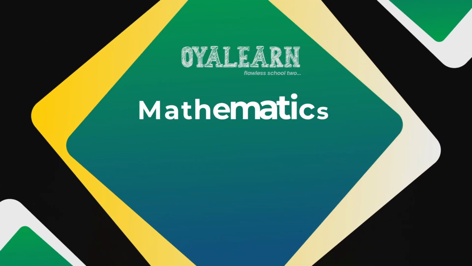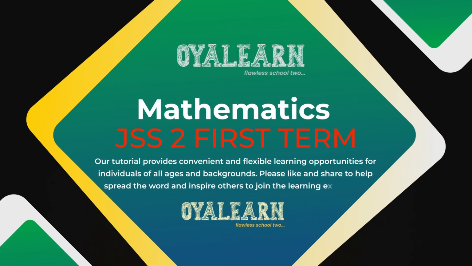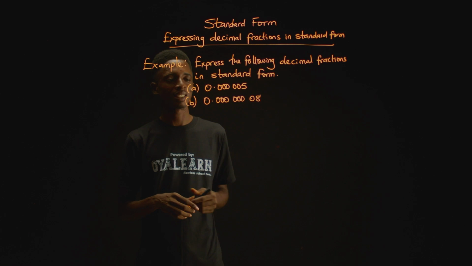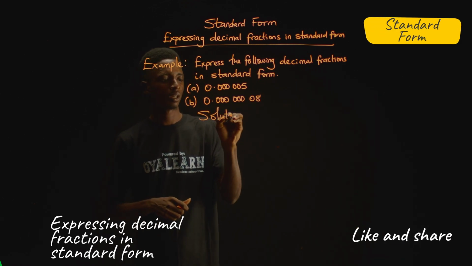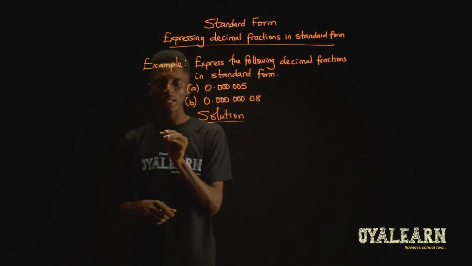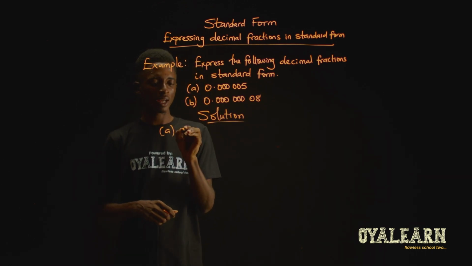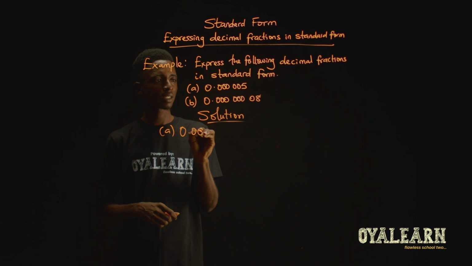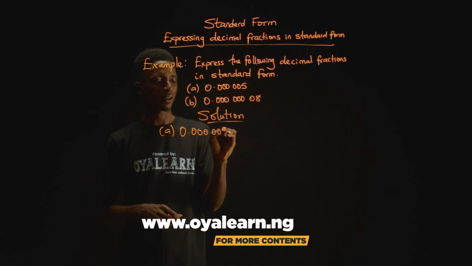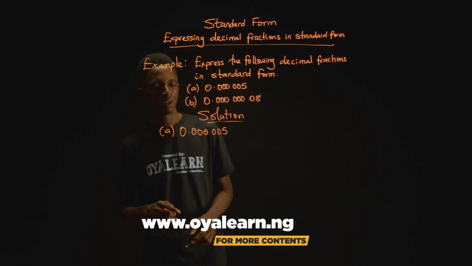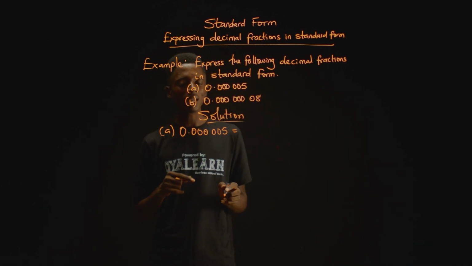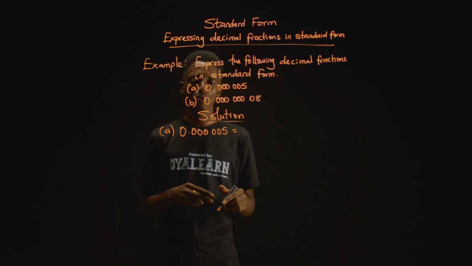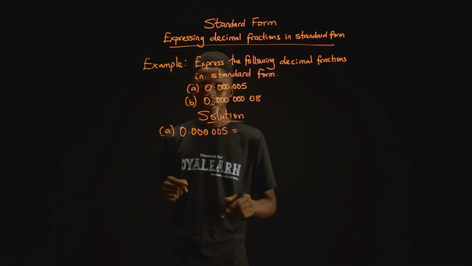Let's take another example on expressing decimal fractions in standard form. For part A, we are to express 0.000005 in standard form. So we'll first express this as a fraction. And to do that, we identify the non-zero numbers that we have in this number.